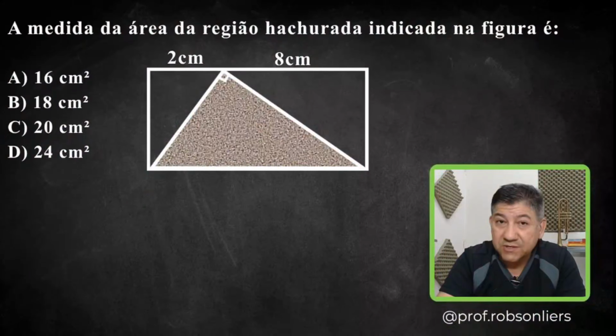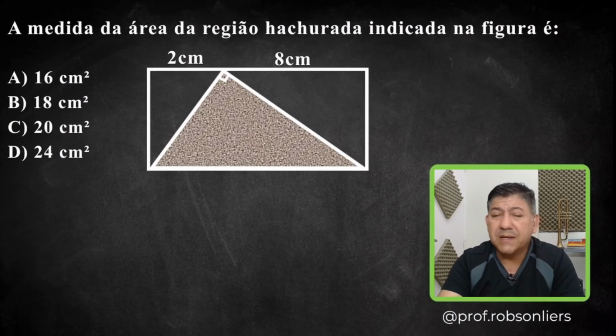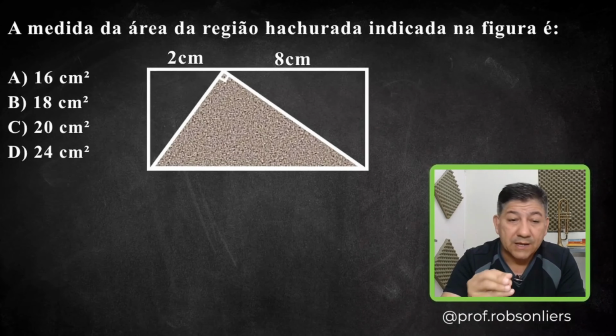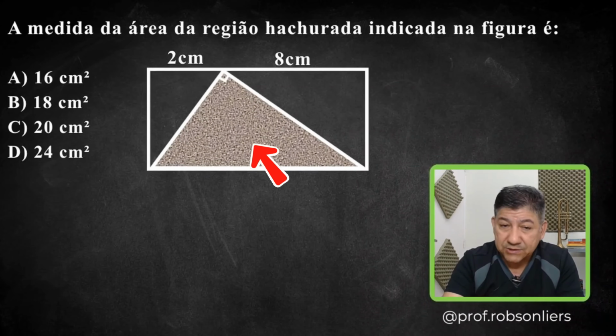So, were you able to solve it on your own? Let's go to the solution. The first way to solve it, we'll use the metric relations of the triangle and the right triangle. Look, what is the area of the shaded region indicated in the figure? The shaded region is this highlighted area, okay?